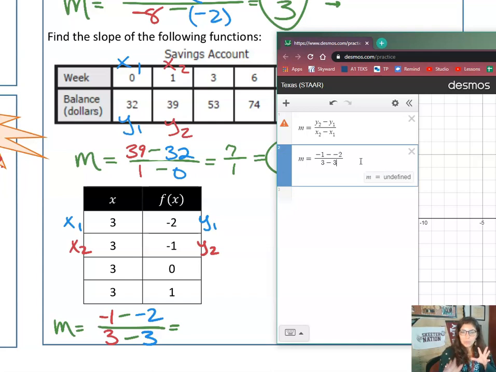Whoa, Desmos is telling me undefined. At the beginning of this lesson, we talked about the 4 types of slopes, and we said one of them is undefined. What type of slope is this? Will it be positive, inclined up, increasing, inclined down, flat, or straight up and down? Yeah, up and down is undefined, so this should be a straight up and down line. So I will legitimately say that my slope here is undefined. For those of you who calculated this by hand, you would be dividing by 0, which you're not allowed to do. It's not a thing. It's an undefined number.